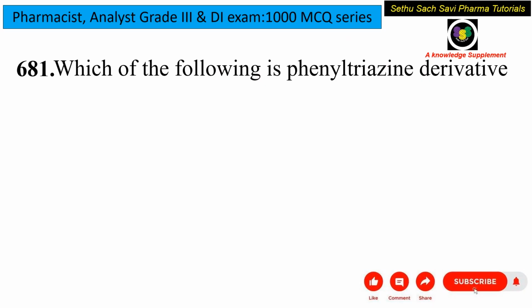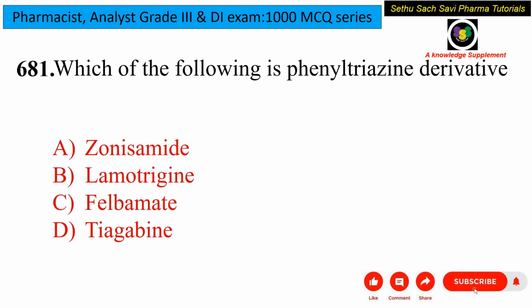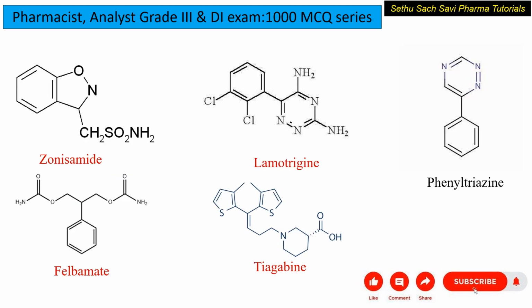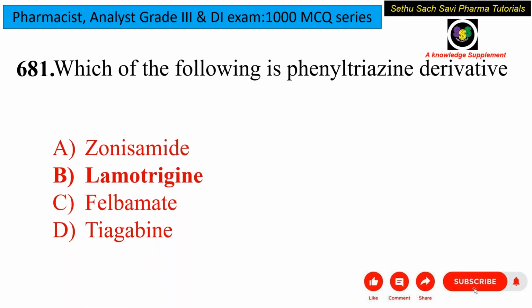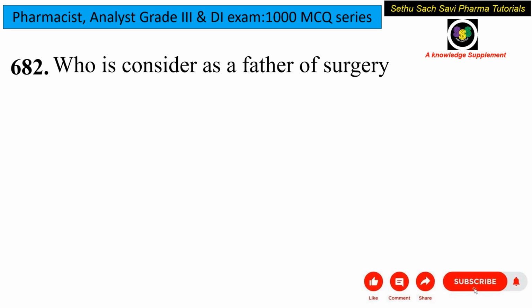Starting with the first question of the day, which of the following is phenyl triazine derivative? Is it zonisamide, lamotrigine, felbamate or tiagabine? Yes, let's see the structure of these compounds. So this is phenyl triazine, right? Now, which drug is having similarity towards phenyl triazine? Yes, as we can see here, lamotrigine. The structure of lamotrigine is having similarity to phenyl triazine, right? So, what will be the answer for this question? It will be lamotrigine.